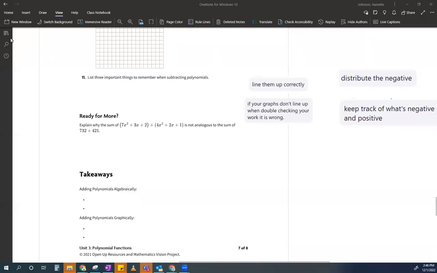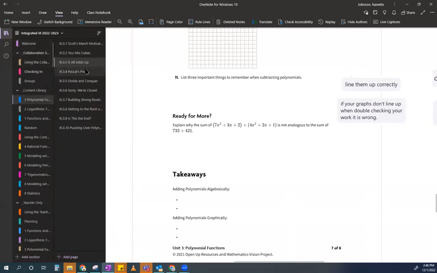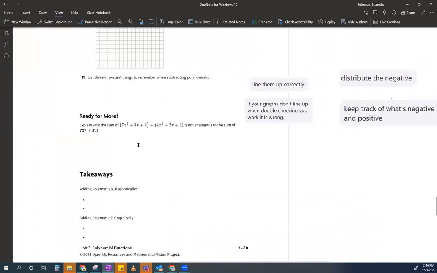Okay, so we're going to go over 3.3, right? And then ready for more. We've been comparing adding, subtracting, multiplying, and dividing polynomials to numbers, but here is the reason why they're not the same, meaning not analogous. I can't use these two in the same way that I did previously. So let's see if it makes sense.